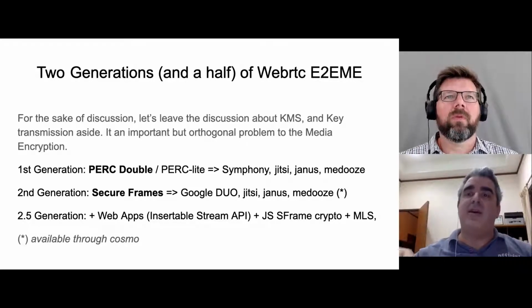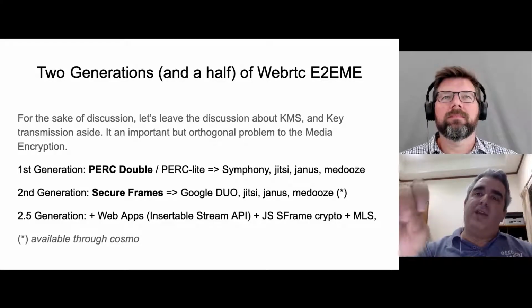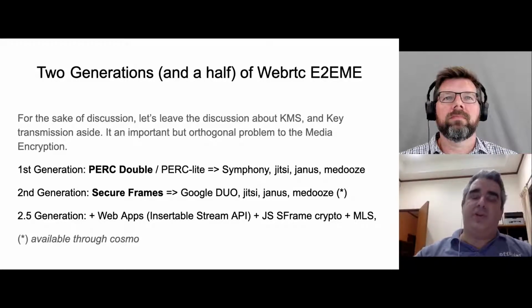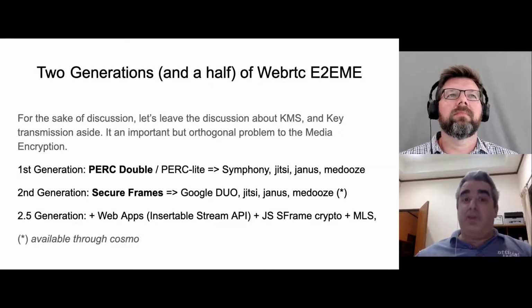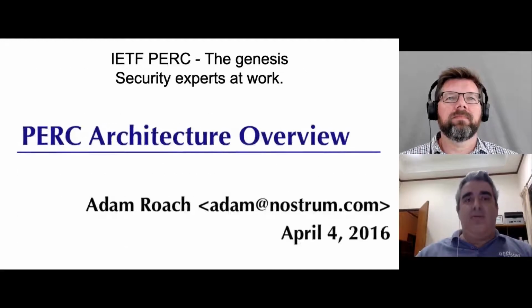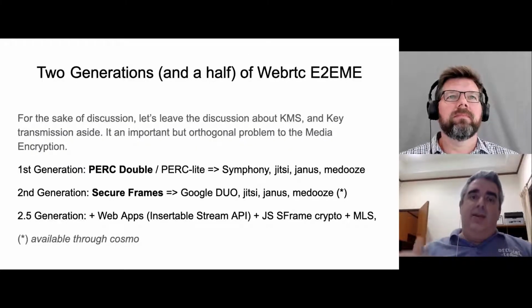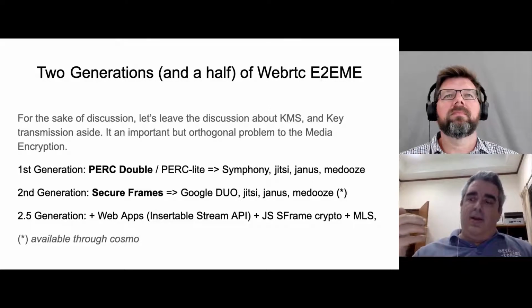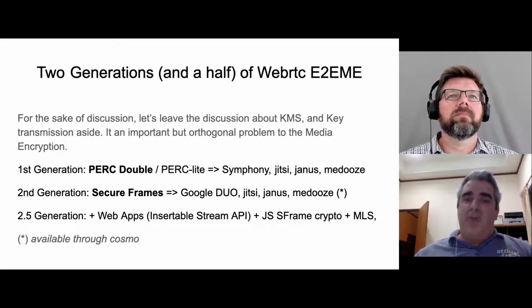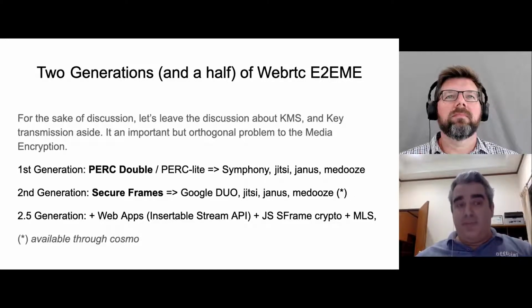I will focus on the media, and I'm going to speak right now about E2EME, which is end-to-end media encryption. You can see 2 generations and a half. The first was PERC, and I'm going to go into the detail after, and the second one is S-Frame. Those 2 generations were native only, right? And only with the insertable stream API was end-to-end media encryption possible in the browser.